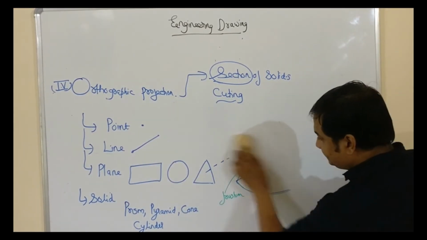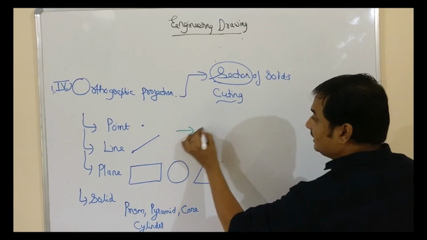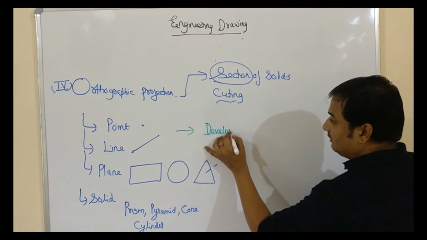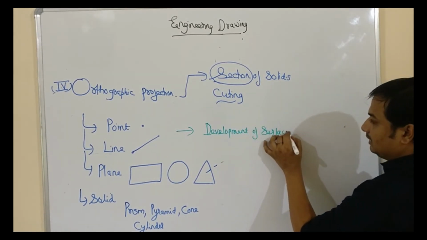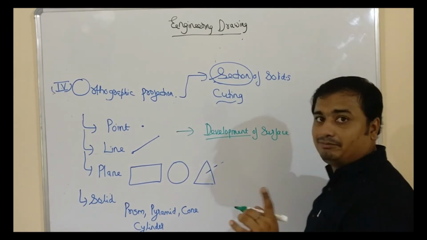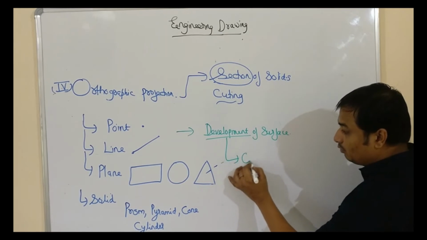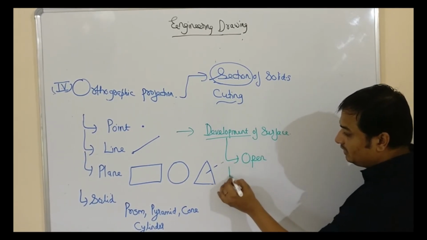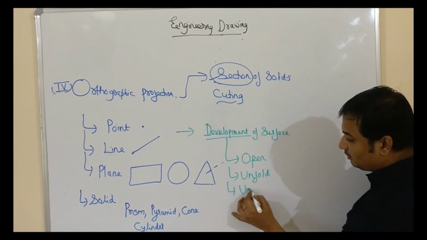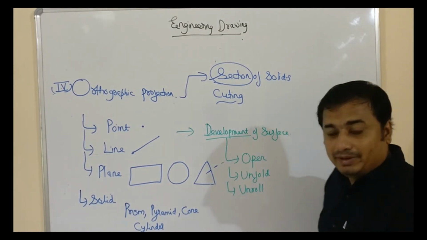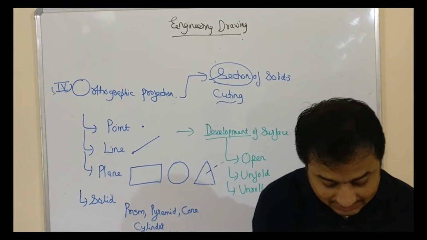The second sub-component is called the development of surface of solids. Development means we are going to open the solid, we are going to unfold or unroll the solid. Open means we are going to open the solid from any one end. It can be like this.